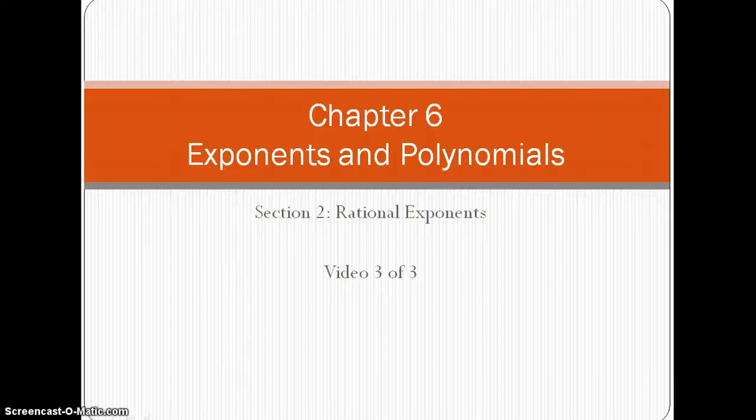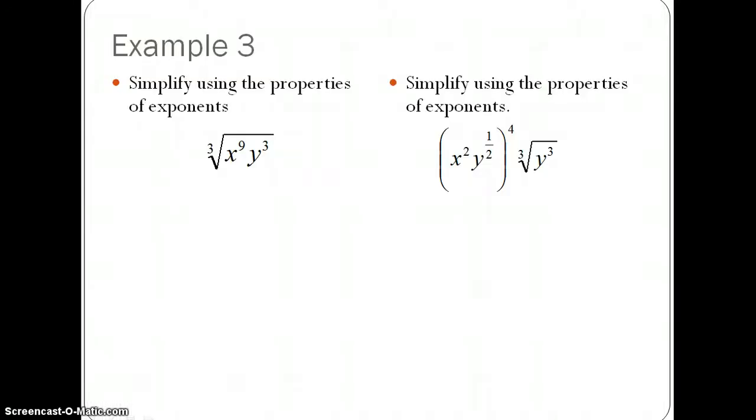So this is the third of 3 videos on rational exponents for a chapter on exponents and polynomials. And this one relates specifically to the third example. Example 3 says simplify using the properties of exponents, and there's 2 different versions of this. The goal for these is to utilize information that you know about exponents, so all the various properties that there are for exponents.